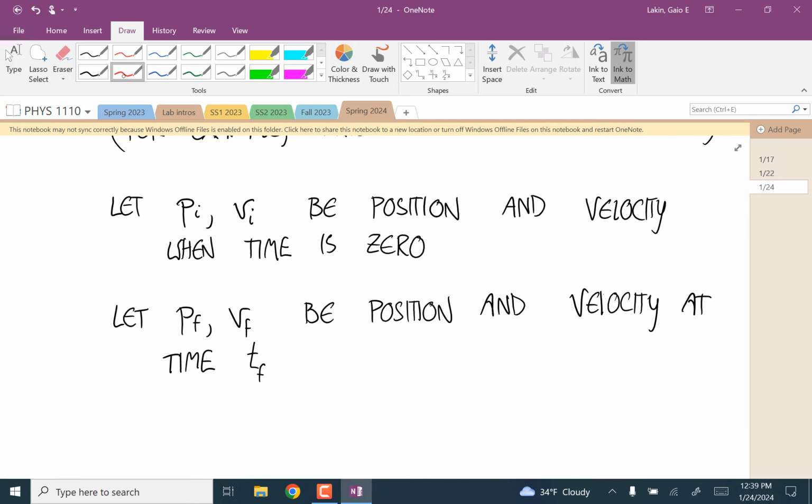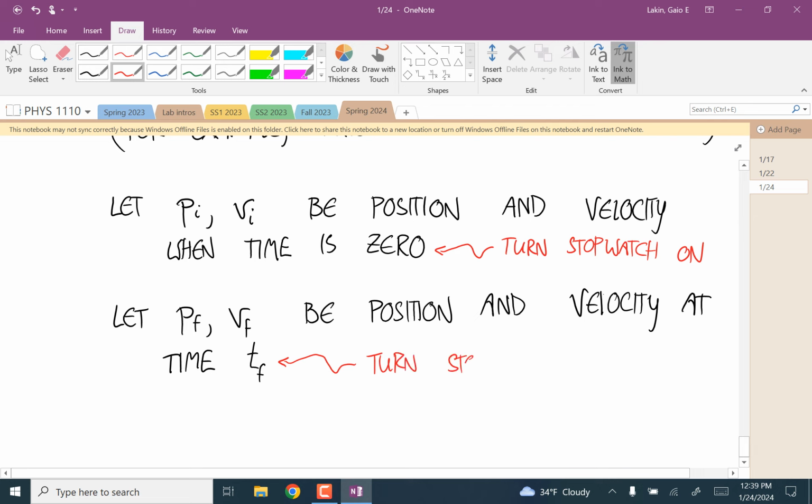You can think of time equals 0 as when you click the stopwatch on to time some motion. And time final is when you click the stopwatch off to look at the time, to read the elapsed time.